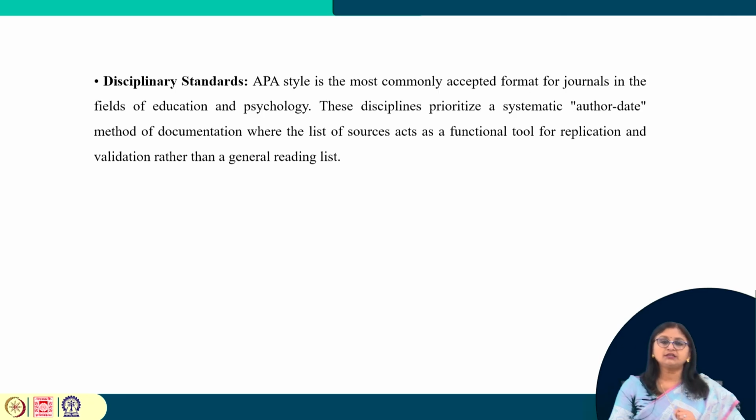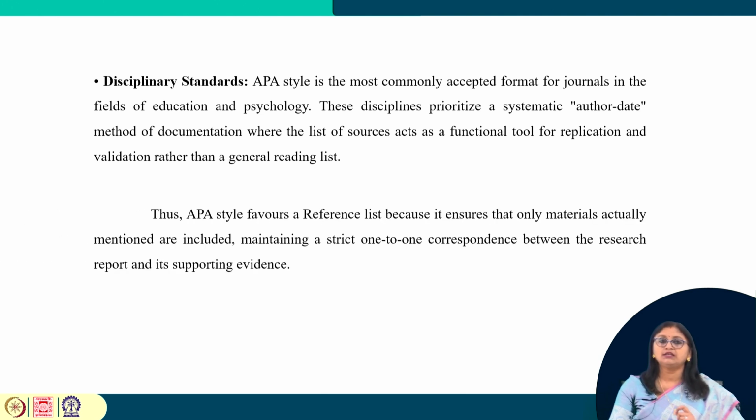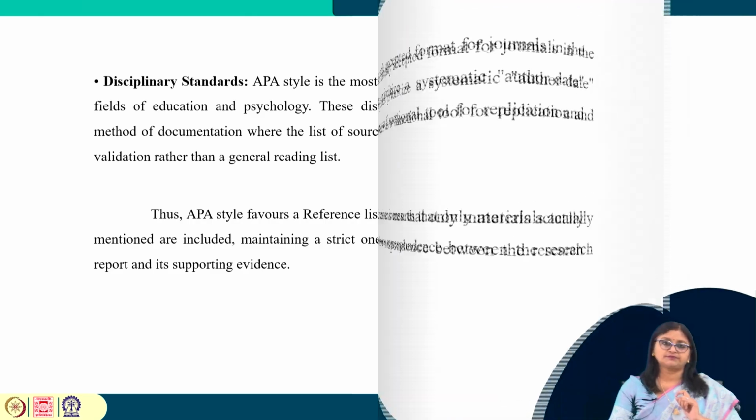Another point is disciplinary standard. APA style is the most commonly accepted format for journals in the field of education and psychology. These disciplines prioritize a systematic author-date method of documentation, where the list of sources serves as a functional tool for replication and validation rather than a general reading list. Thus, APA style favors a reference list because it ensures that only materials actually mentioned are included, maintaining a strict one-to-one correspondence between the research report and its supporting evidence.